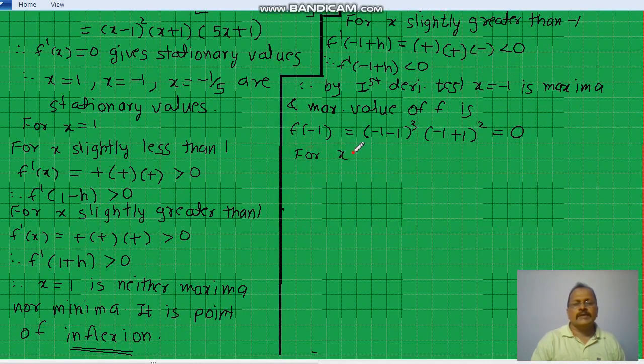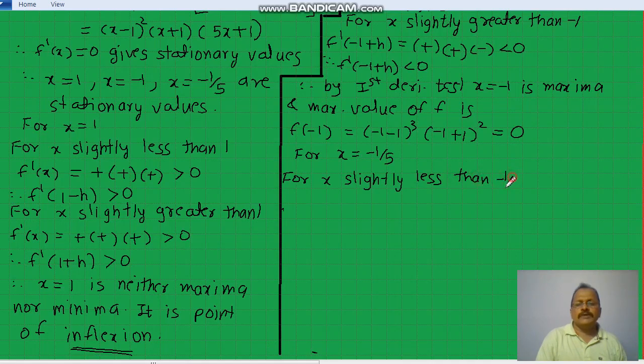For x equal to minus 1 by 5, for x slightly less than minus 1 by 5, f dash at minus 1 by 5 minus h: the first number being a square quantity is positive, the second number, slightly less than minus 1 by 5 plus 1, is a positive number, and the third number is negative.